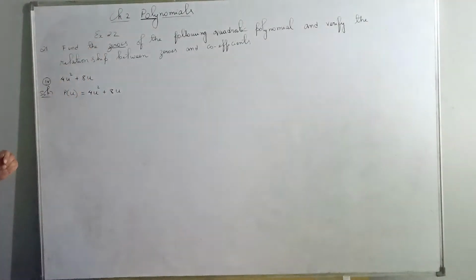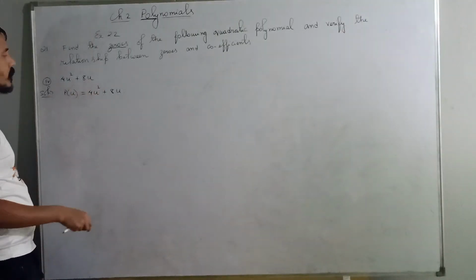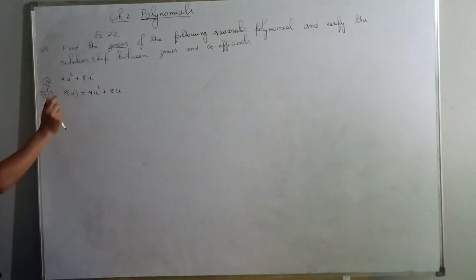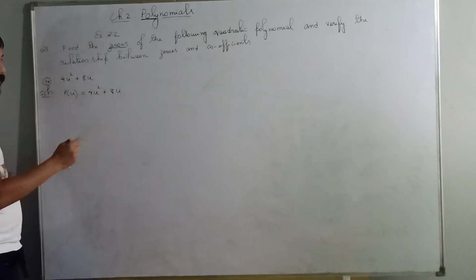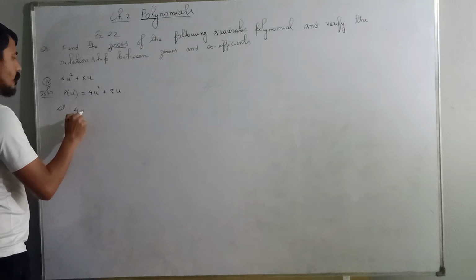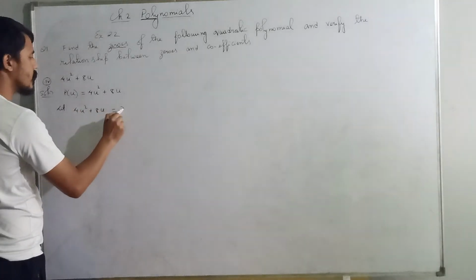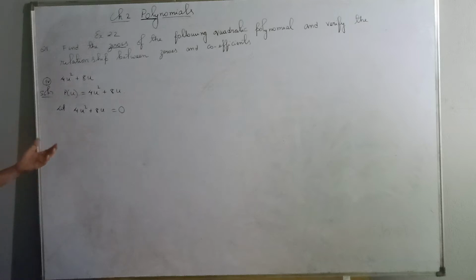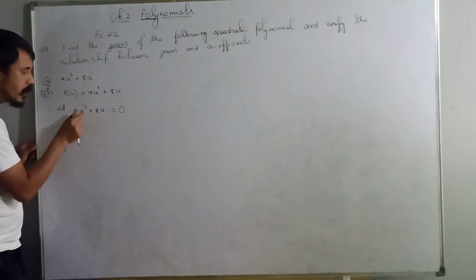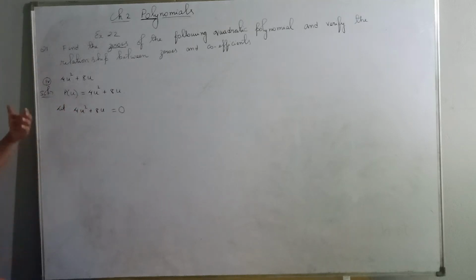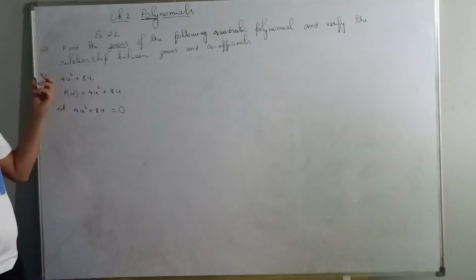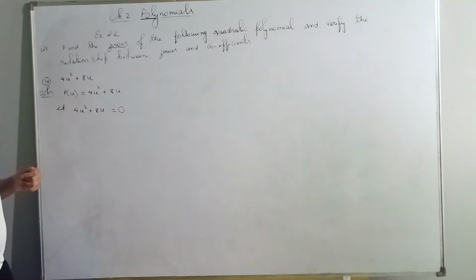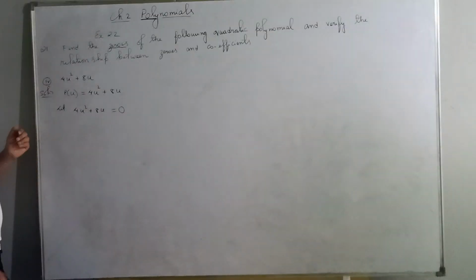Now I'm going to find out the zeros. In order to find out the zeros of this polynomial, first you equate your polynomial to 0. So let 4u square plus 8u be equal to 0. Now this is a quadratic polynomial. In the previous videos we have seen solving a quadratic polynomial by factorization, the process of splitting the middle term. But even though it is a quadratic polynomial, we have only two terms. In order to solve by splitting the middle term, we need to have three terms. Since we have only two terms here, we cannot apply the method.